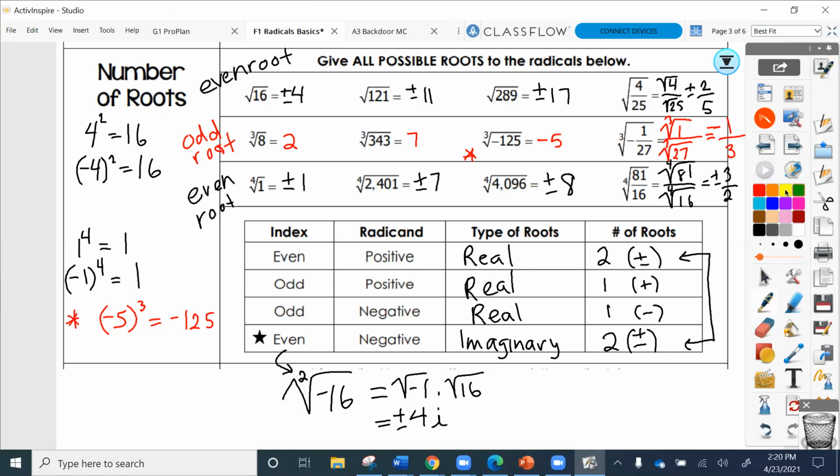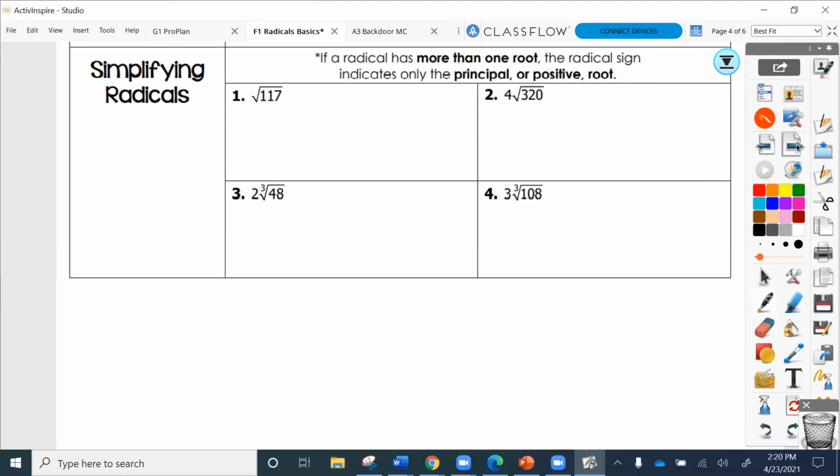All right, our next topic is to figure out how to simplify radicals. So the easiest way to simplify radicals is to do what we call a factor tree. So if you figure out, well, what are some factors of 117? Well, one factor of 117 is 9. Another factor of 117 is 13.